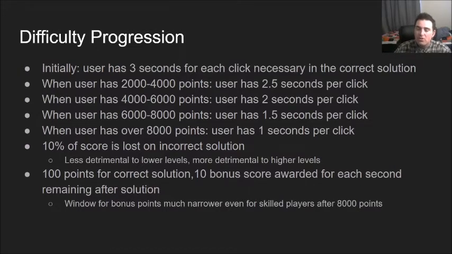The app awards 100 points for a correct solution, but it also awards 10 bonus points for every second remaining after the solution is attained. So this window will shrink, and the amount of bonus points that you can earn becomes much more restrictive, and it requires a very high skill player to earn more than 100 points per solution on the higher skill levels.